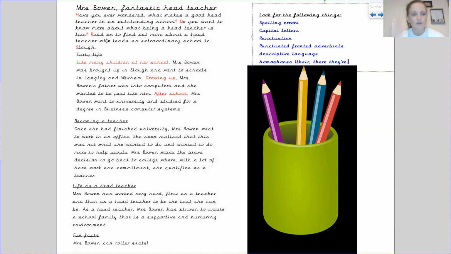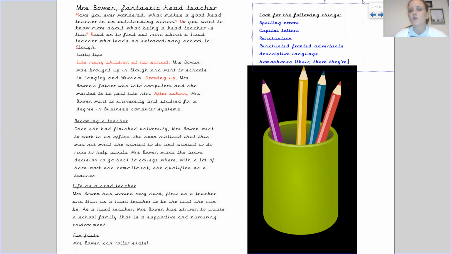So here is my non-chronological report that I can then read through and correct. If I think that maybe I can use more interesting vocabulary, I can do that. If I haven't punctuated something correctly, we can go back and look at that. Have I punctuated my fronted adverbials? So you can see my non-chronological report. It's got my introductory paragraph. It's got early life, becoming a teacher, life as a head teacher. It's got fun facts. The only thing I'm missing is maybe my little conclusion that I need to add in. So if I've forgotten something, I can edit my work and add that in.